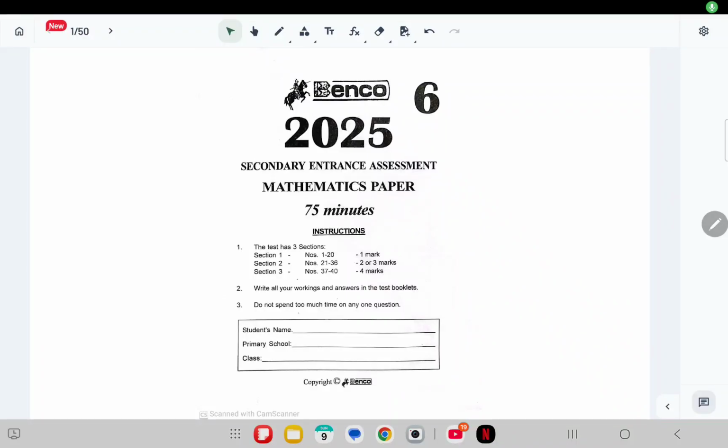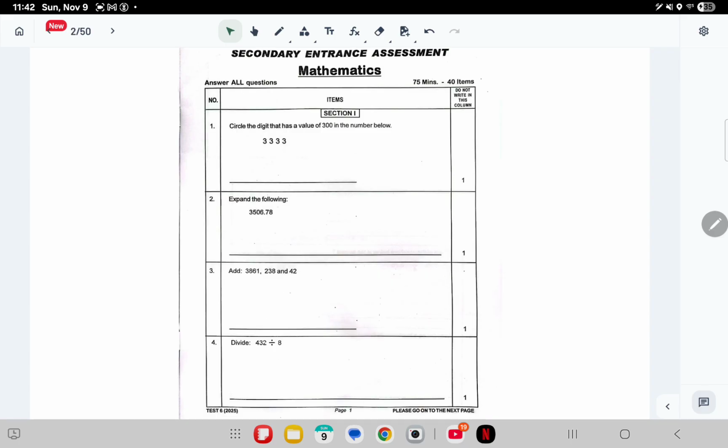Today we are looking at test 6, 2025 Benco practice papers. So let's jump right into it.